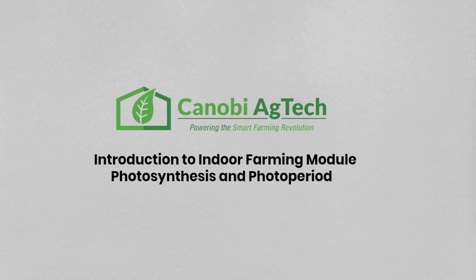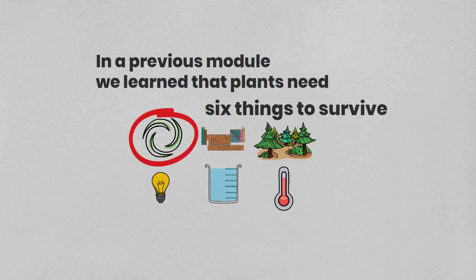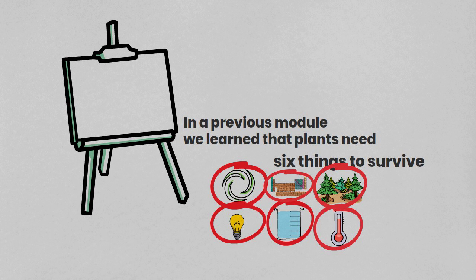Photosynthesis and Photoperiods. In a previous module we learned that plants need 6 things to survive: air, light, water, nutrients, heat, and space to grow. Light is essential for plants, so let's find out more about how plants use light and how much they need.